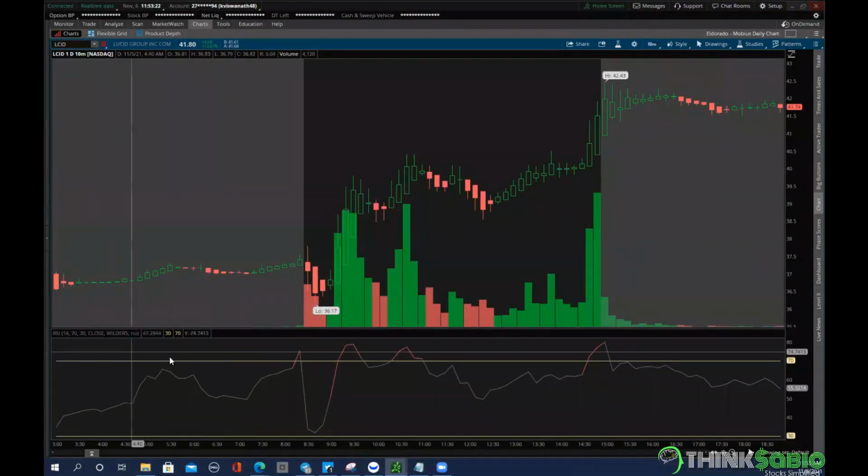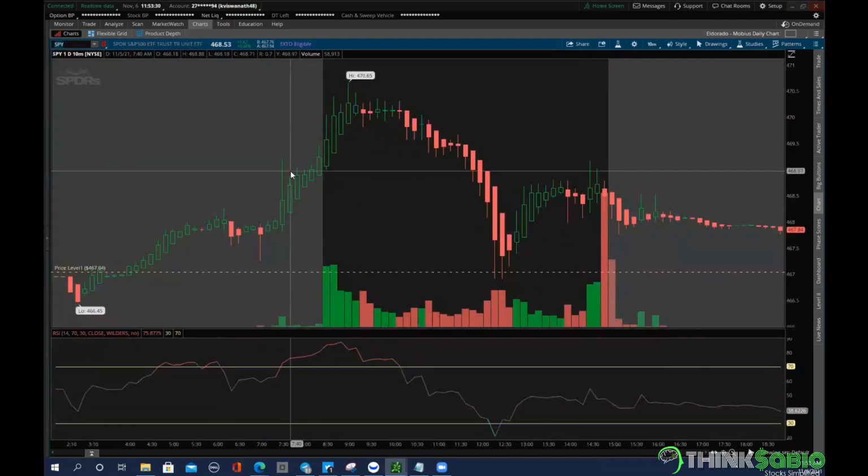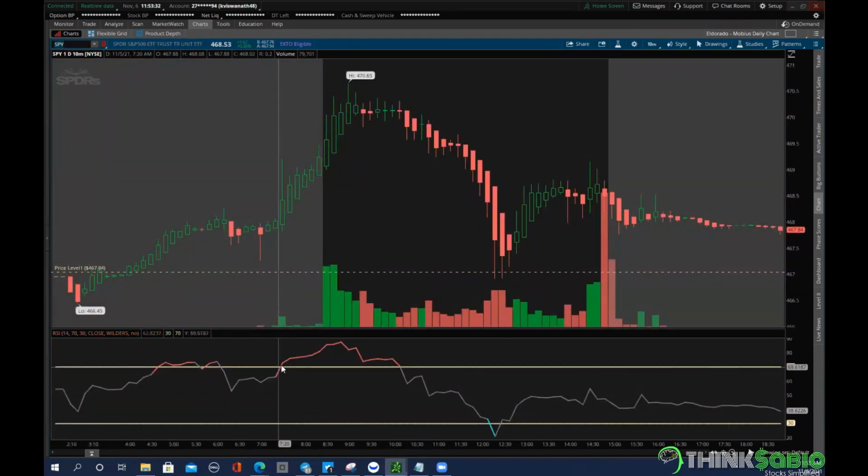If you plot RSI on your Thinkorswim, and you're looking at Lucid, or let's go back to SPY, what is RSI telling you? If it goes above 70, that means it is overbought. If it goes here, that means it's oversold.